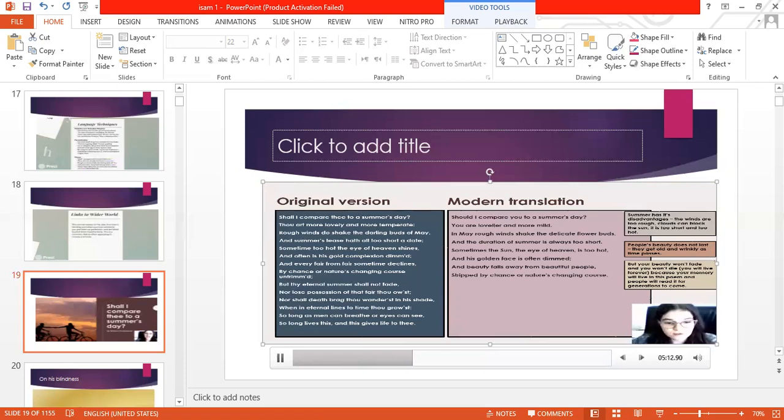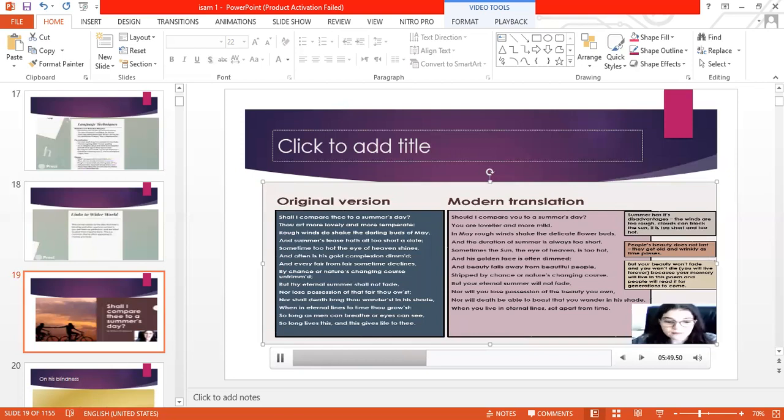But thy eternal summer shall not fade, but your eternal summer will not fade, nor lose possession of that fair thou owest, nor will you lose possession of the beauty that you own. Nor shall death brag thou wanderest in his shade, nor will death be able to boast that you wander in his shade, when in eternal lines to time thou growest, when you live in eternal lines set apart from time.